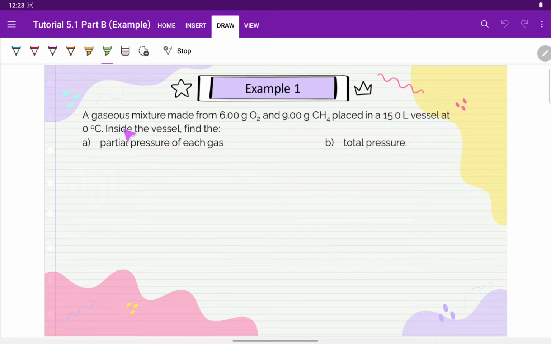Let's start with example 1. A gaseous mixture made from 6 gram of oxygen and 9 gram of CH4 is placed in a 15.0 liter vessel at 0 degree Celsius. The question asks us to find the partial pressure of each gas, and then the total pressure. What we need to do here is first take out the information that we have. Let me write down the information first.